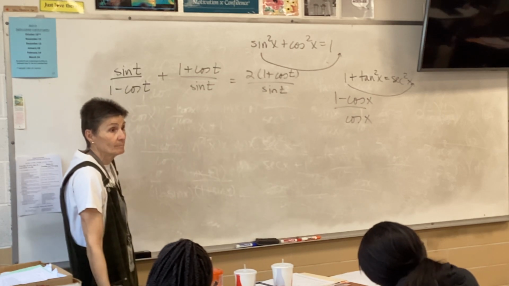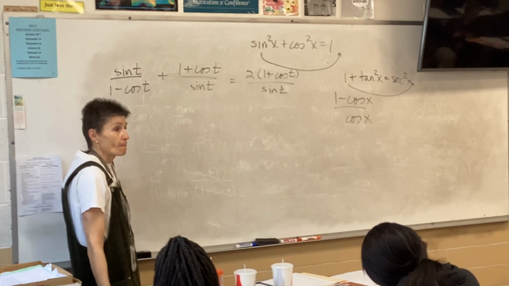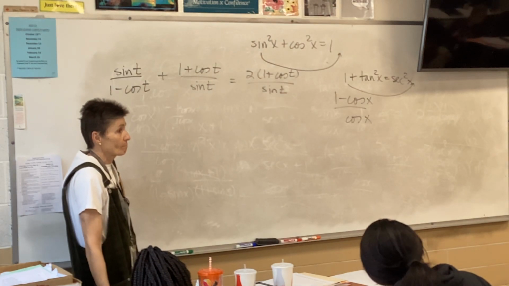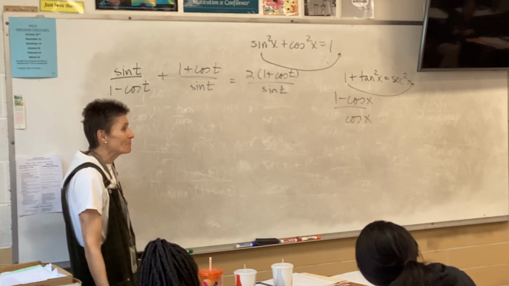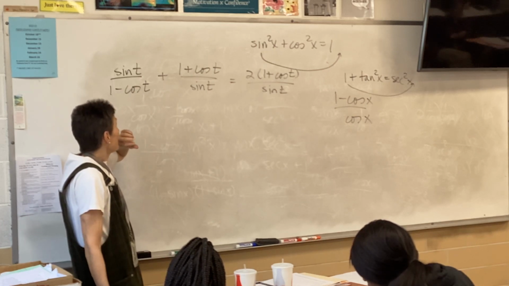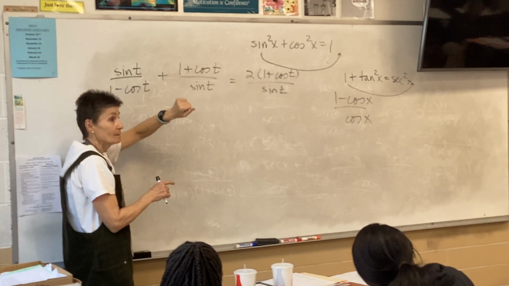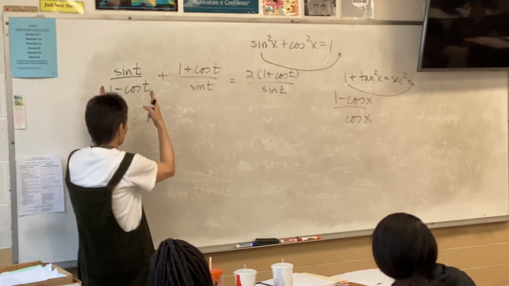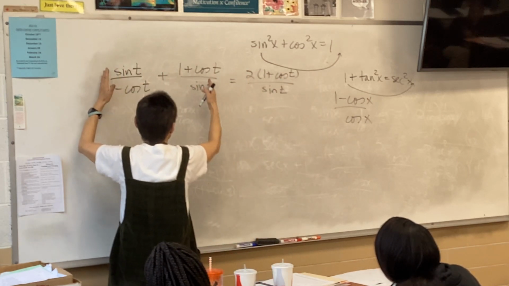Here's my given. I was gonna cancel them, but they aren't gonna cancel because that's a plus. So if we just find a common denominator, we got a fraction plus a fraction. These two have to be added.